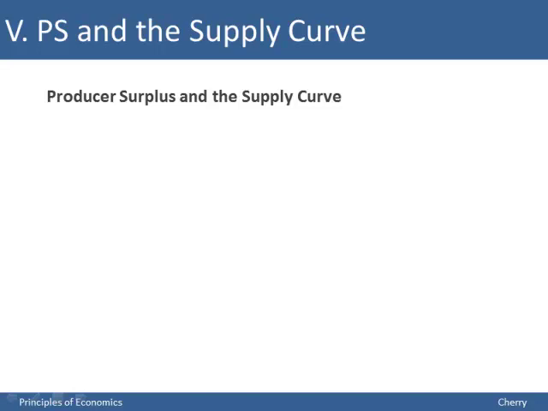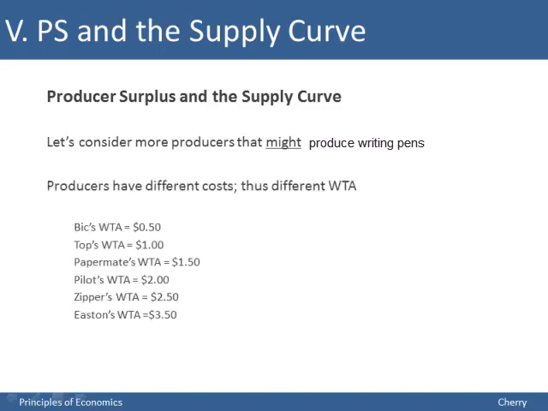So just as we did with the consumer surplus and how we related that to the demand curve, we're going to do the same thing here with producer surplus. We're going to relate it to the supply curve. So we can graphically represent producer surplus in the supply and demand model. Just as we did before, we're going to expand this example and consider more producers beyond Bic and Pilot. So let's say we have 6 producers of pens.